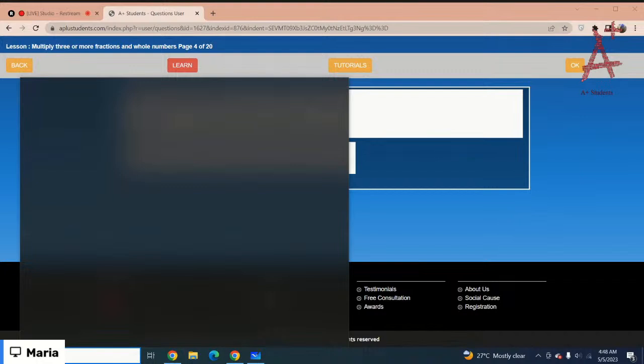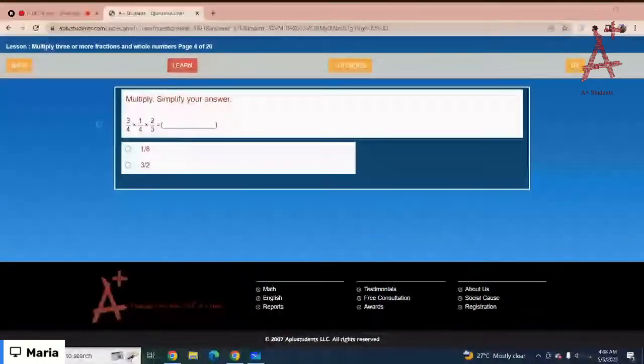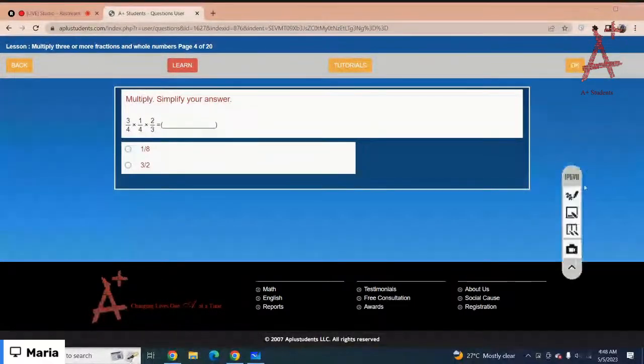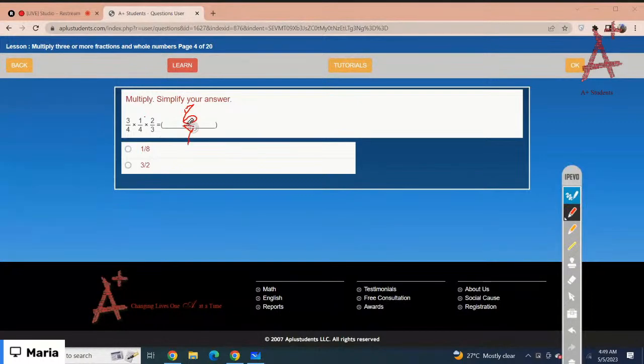So you have to divide it by 6. When you multiply them, it makes 6 over 48. So just divide by 6, so it would be 1 over 8. The correct option is 1 over 8.